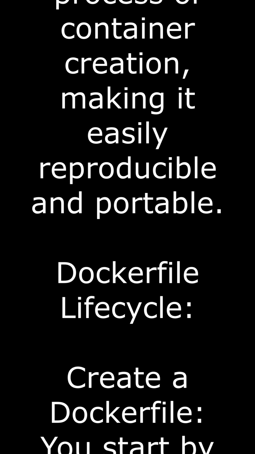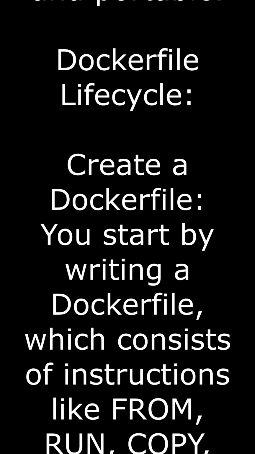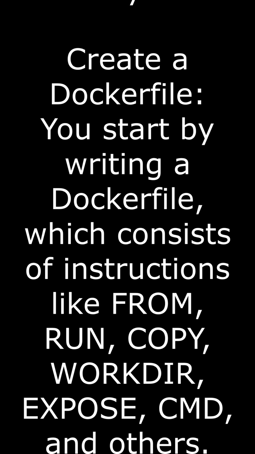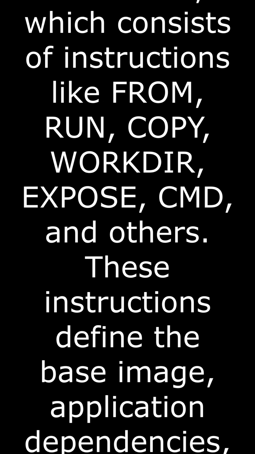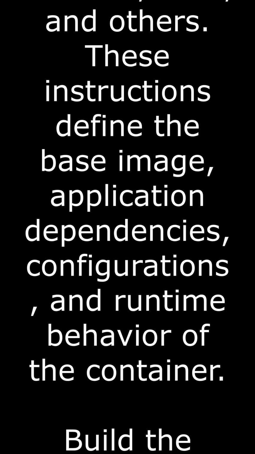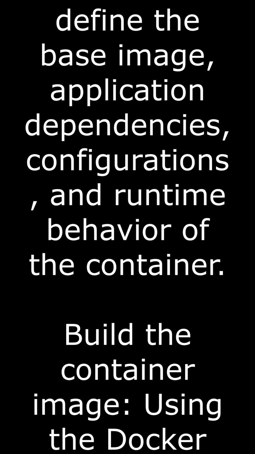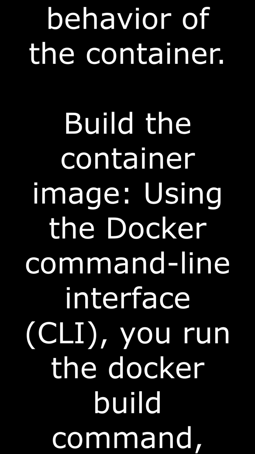Dockerfile lifecycle. Create a Dockerfile. You start by writing a Dockerfile, which consists of instructions like FROM, RUN, COPY, WORKDIR, EXPOSE, CMD, and others. These instructions define the base image, application dependencies, configurations, and runtime behavior of the container.